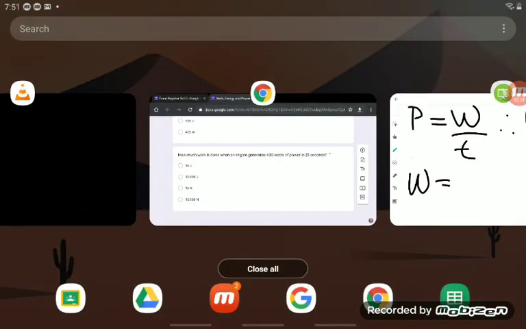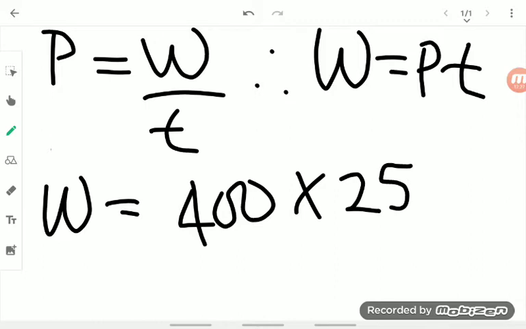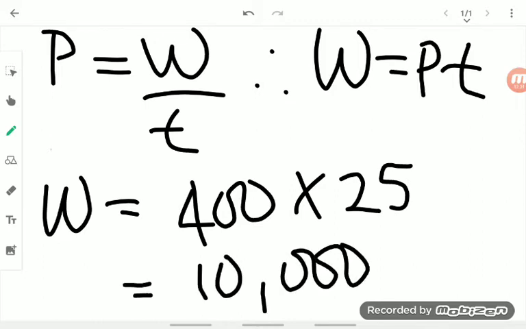400 times, yep, there we go. So it'll be 400 times 25, which would give us 10,000 joules. So that would be our answer for that one.